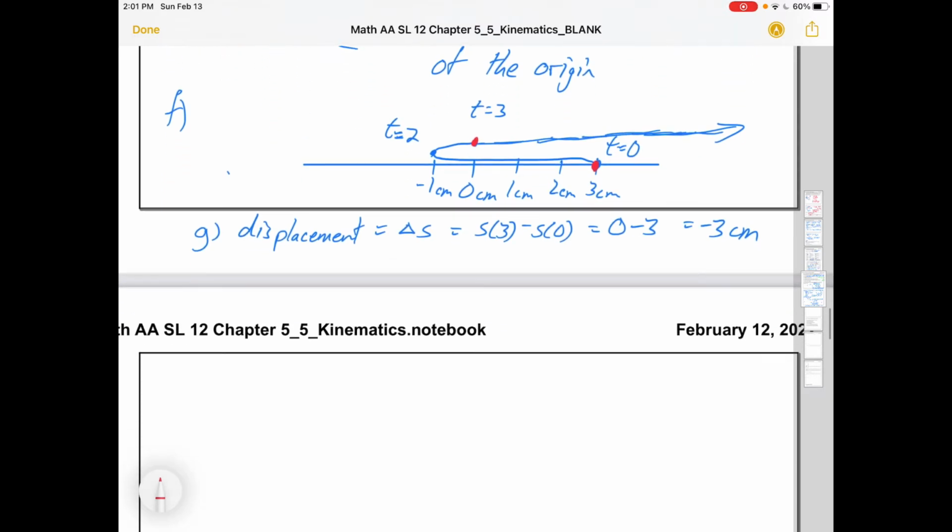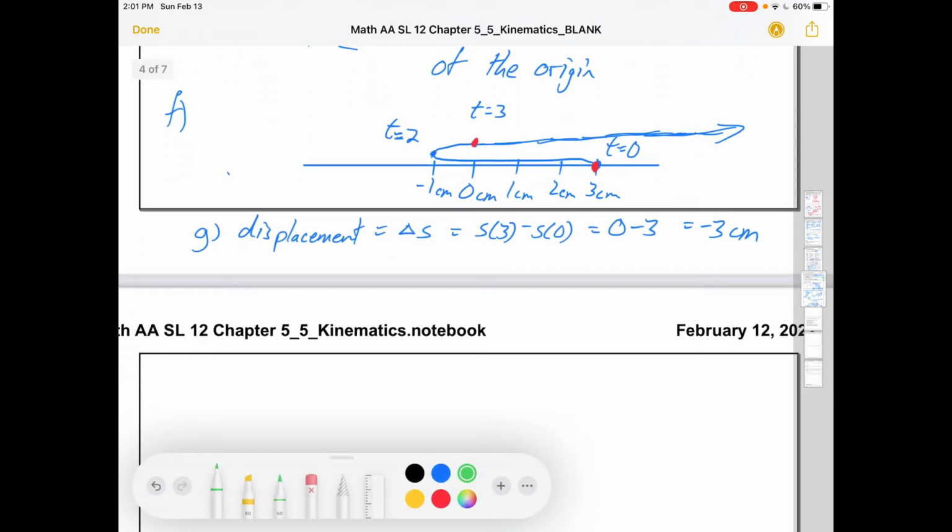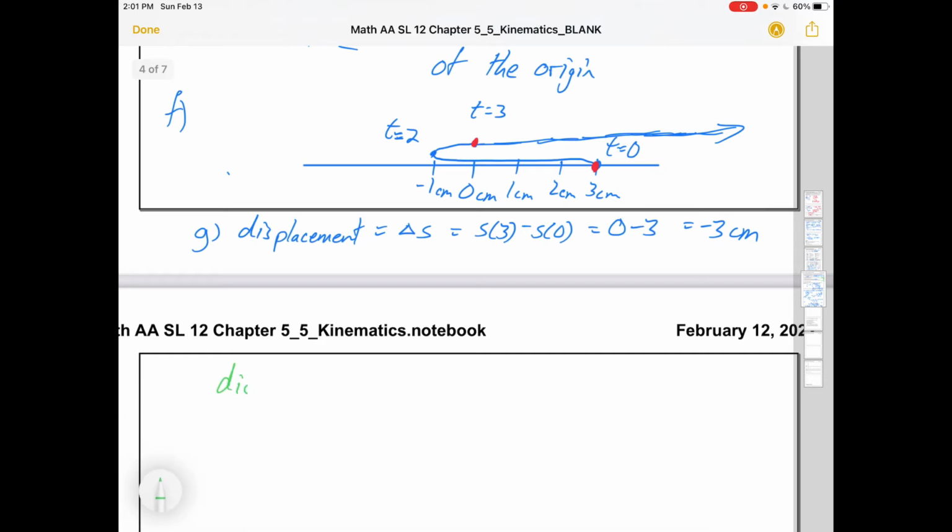negative 3. On the other hand, if you want to know its total distance traveled, that's a little trickier. It made 4 centimeters worth of sort of distance here, and another 1 centimeter. So it's going to be 4 centimeters plus 1 centimeter. Total distance traveled over the first 3 seconds is 5 centimeters. And that distance has to be positive. We never talk about negative distance. We do talk about negative displacement, though, because displacement is net change in position.